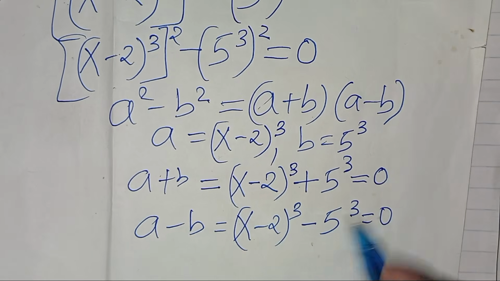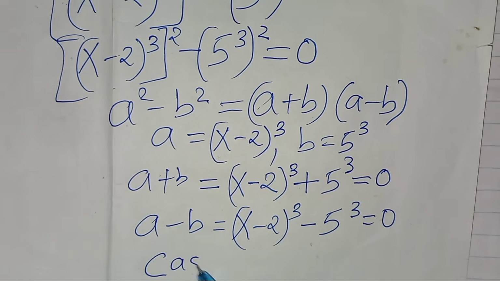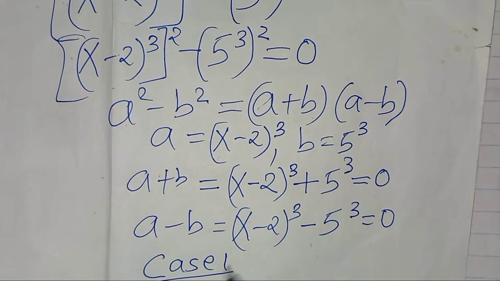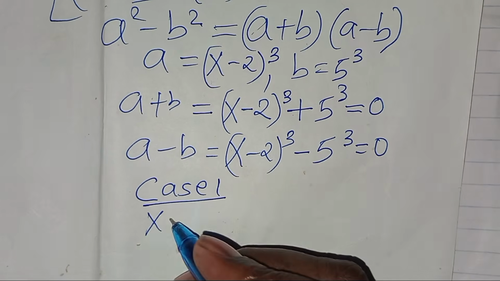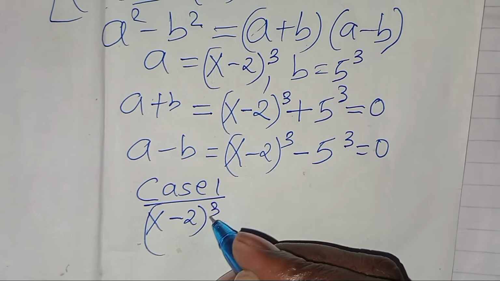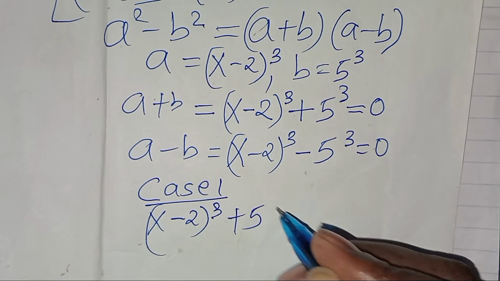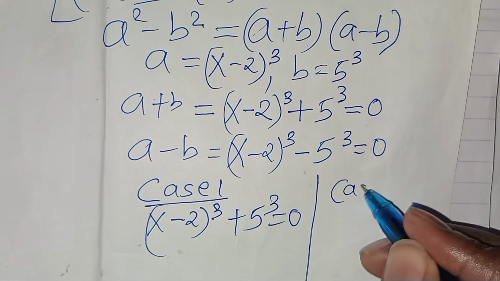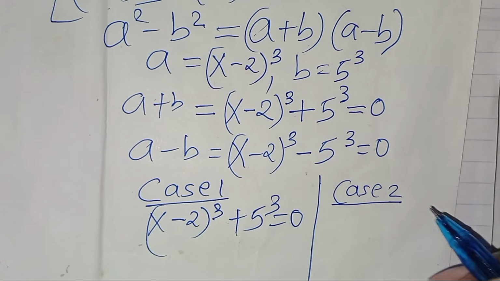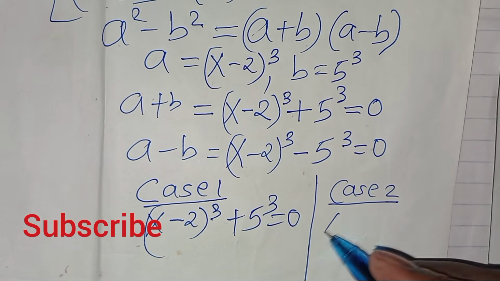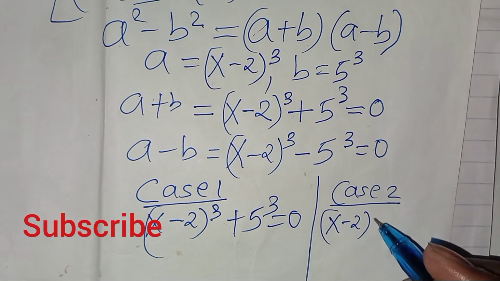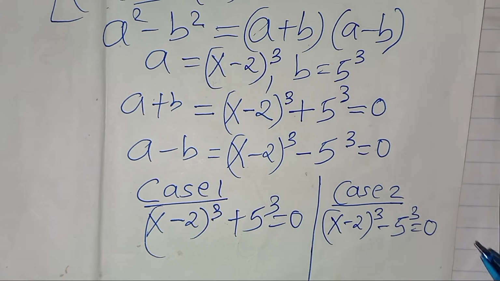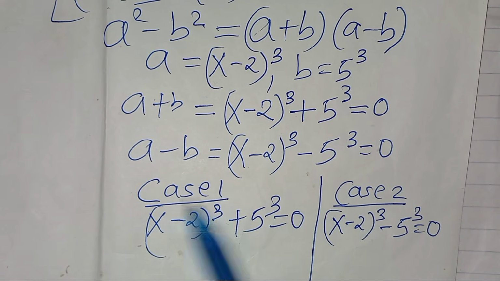So here we have case 1, which is (x - 2)^3 + 5^3 = 0. And also we have case 2, which is basically (x - 2)^3 - 5^3 = 0. So let's solve case 1 and case 2.